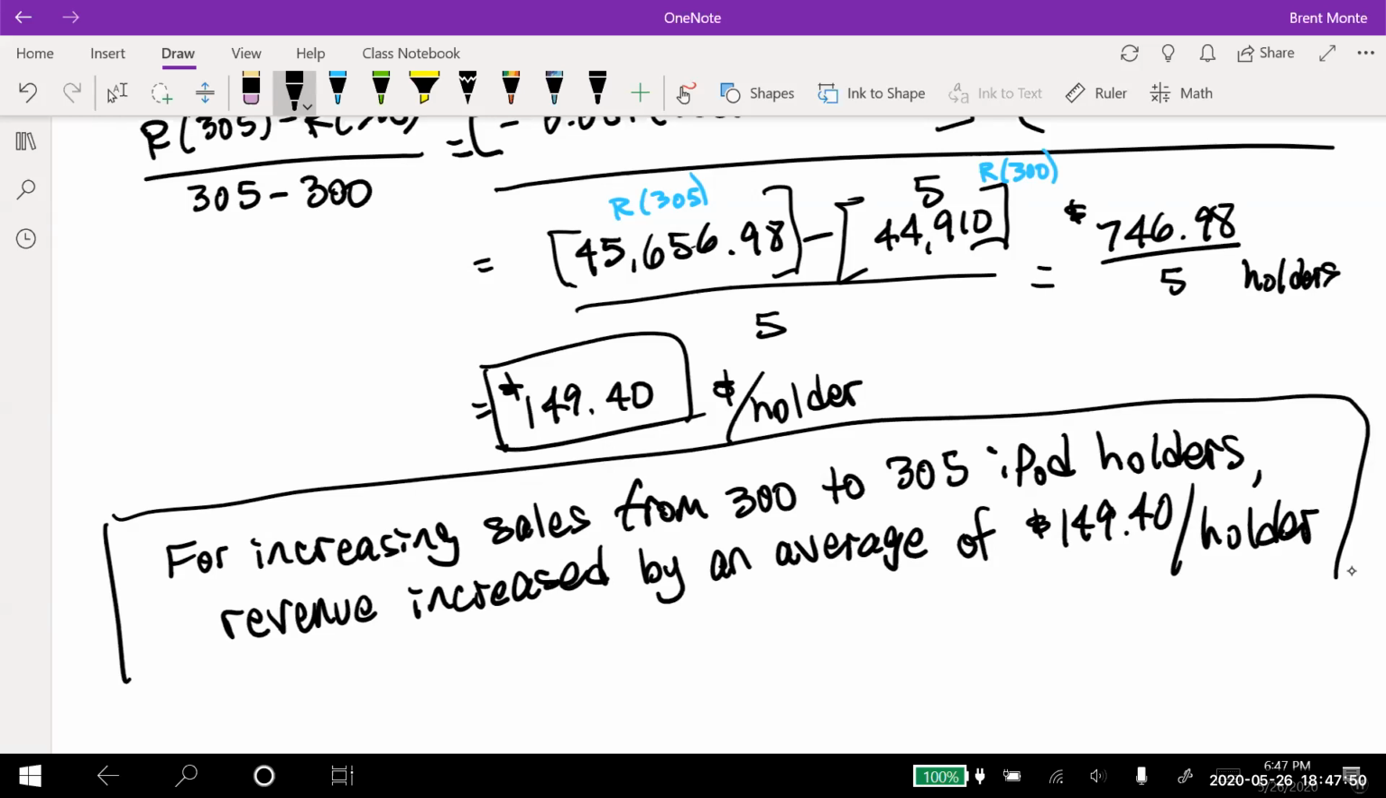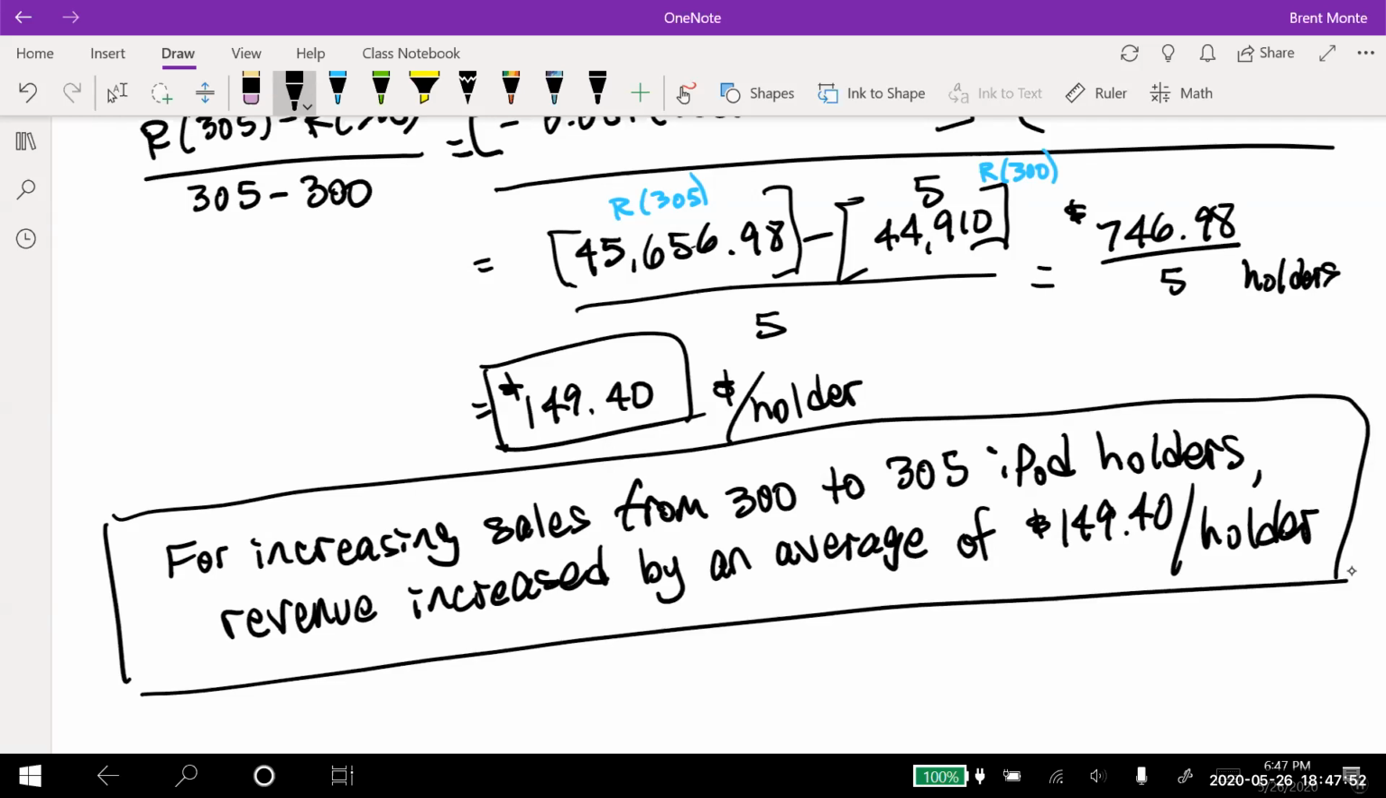I am very big on trying to make sure you understand what it is you find. If you find it's $149.40, yeah, you got the number right, but if you don't know what it means, who cares? So I always try to stress, what does it mean? Because if you know what it means, it's a lot easier to remember how to do it because it makes sense to you. Okay, so anyway, that's the end of that section.